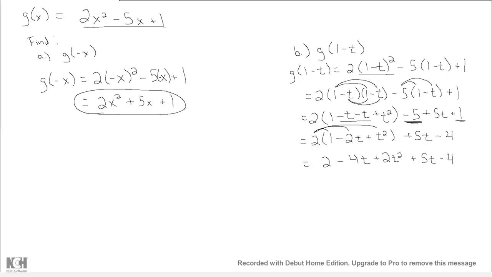And finally, I'm going to combine like terms and then I'll be done. There are no other t squareds, so I have 2t squared. Negative 4t plus 5t is positive 1t. 2 minus 4 is negative 2. All my like terms are combined and all my parentheses have been taken care of, so this is the final answer. So g of 1 minus t equals 2t squared plus t minus 2.